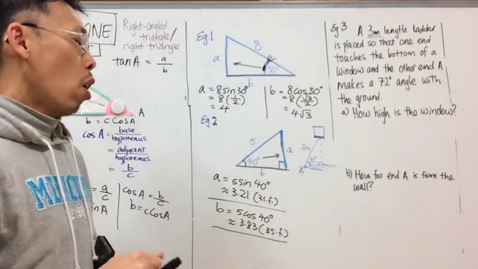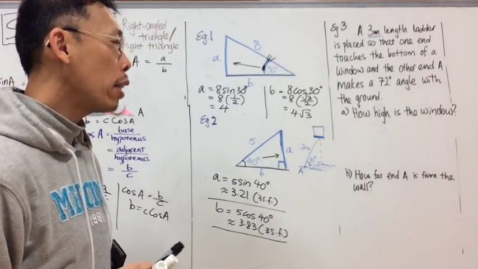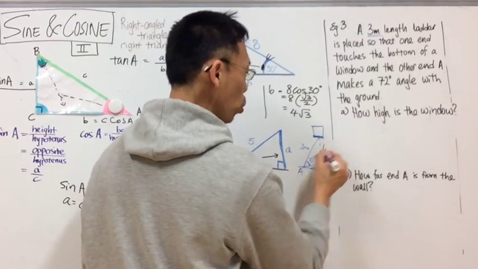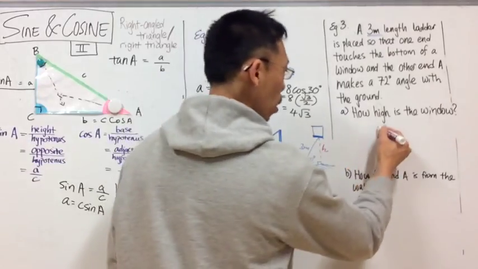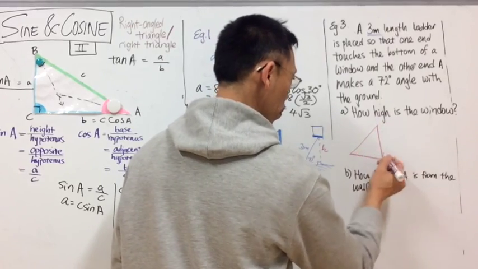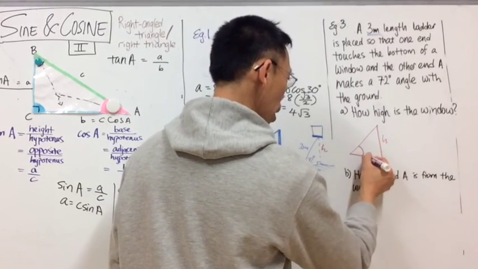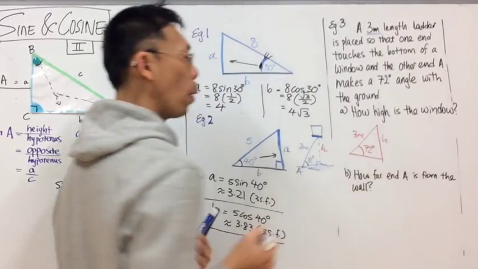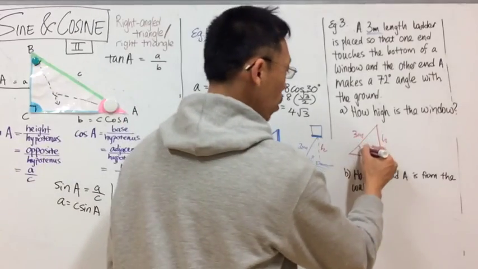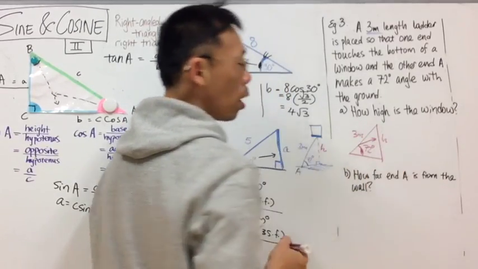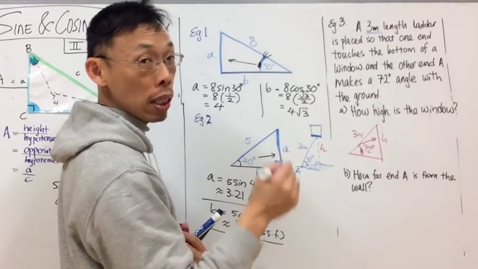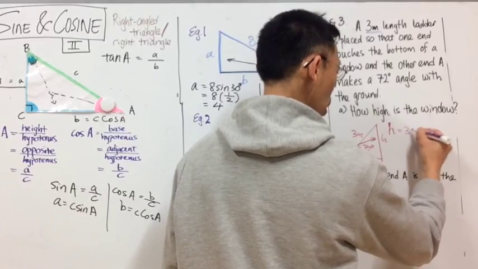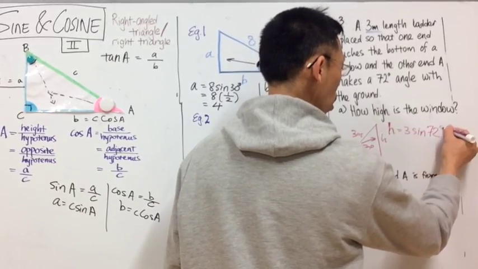All right, we need to find how high is the window. I'm going to use h to denote the height. So the diagram that I need is this: h is unknown, here is 72 degrees, and here is 3 meters. I want to find h. Again, this is the I, you see somebody standing opposite you, S for sine. So h in this case is 3 sine 72 degrees.